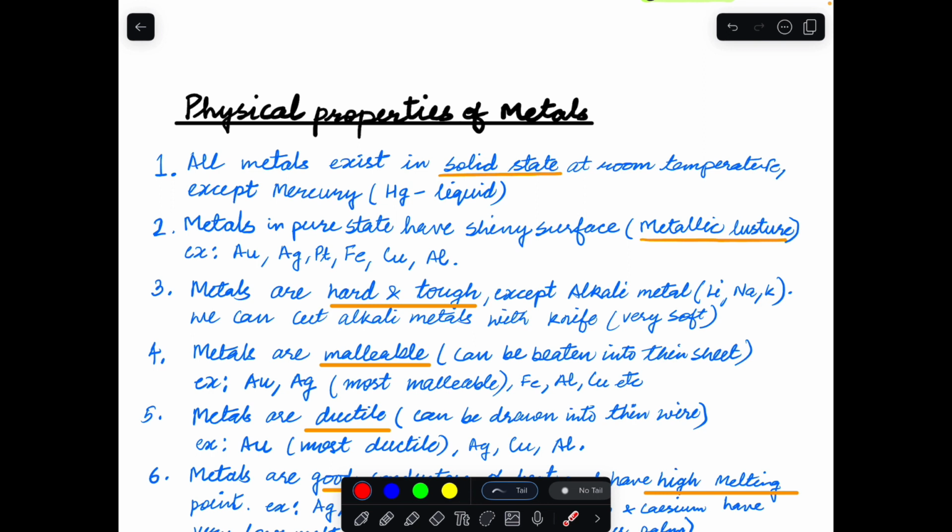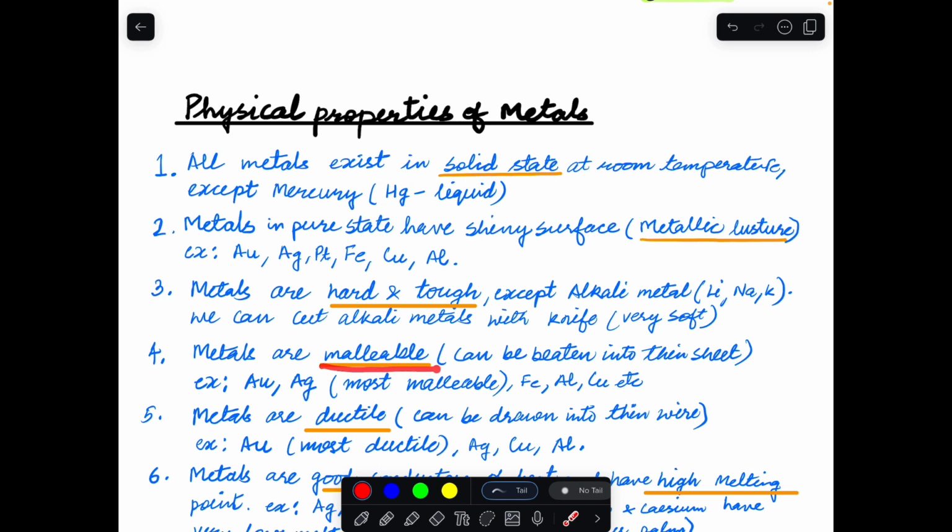And here the exception is alkali metals. Alkali metals of first group, that is lithium, sodium, potassium, etc. And these metals, that is alkali metals, are so soft that we can cut them with a knife. Okay, so they are very soft. This is the only exception. Except alkali metals, all metals are very hard and tough.